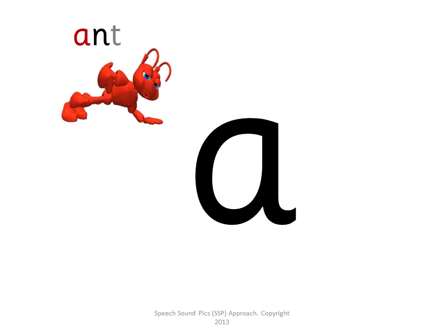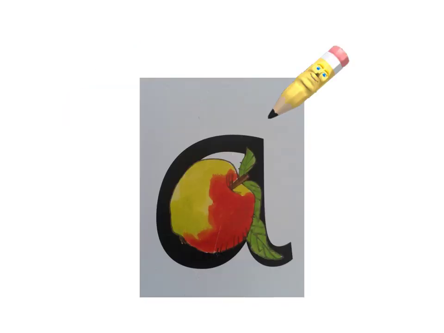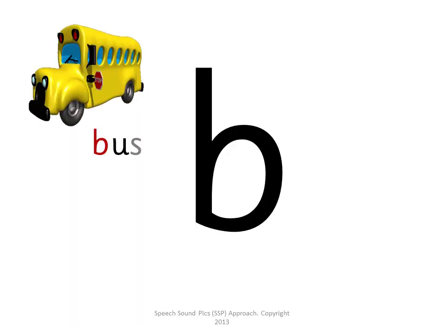A, a-nt, ant. Round the apple, up down the leaf. Make sure you start where Peggy Pencil shows you where to start.